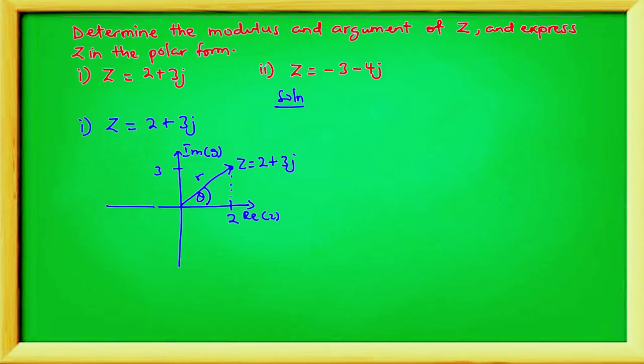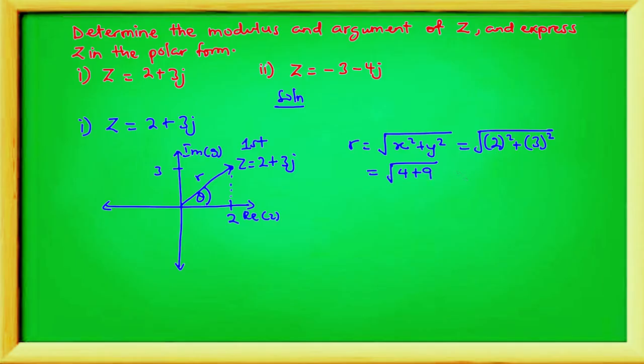And at this point, you realize that the complex number appears in the first quadrant. Now let's move on to find the value of r and theta. So we know that r is equal to the square root of x squared plus y squared. We have x to be 2, so that is 2 squared, plus we have y to be 3, so 3 squared. So we have the square root of 4 plus 9, and that is equal to the square root of 13. So we have r to be the square root of 13 units.